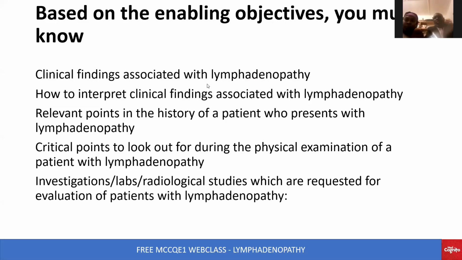Now, based on the objective, you have to be able to tell the clinical findings which are associated with lymphadenopathy. That's number one. Number two, you have to know how to interpret the clinical findings associated with lymphadenopathy. So, for example, if somebody has matted lymph nodes, that is what is given in the objective or in the question stem. What does it mean? And then you also have to know the relevant points in the history of a patient who presents with lymphadenopathy. So, for example, what are the clues I need to pick up in the question stem?